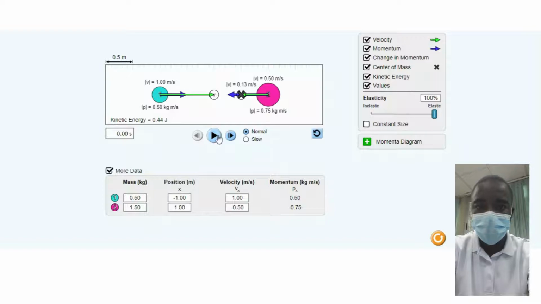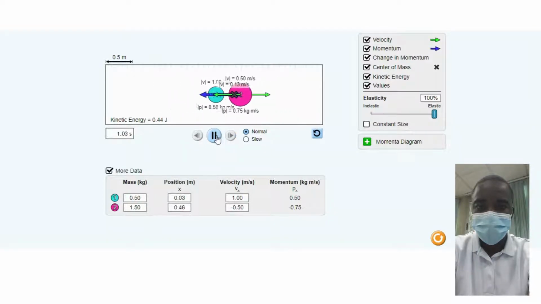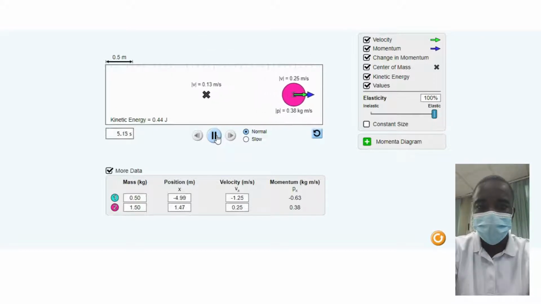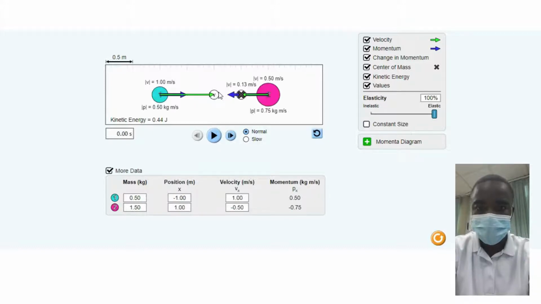In any closed system, energy is conserved. This means that the total amount of energy in the system remains constant. However, in some collisions, energy is not conserved. This is because the energy can be converted into other forms, such as heat or sound.